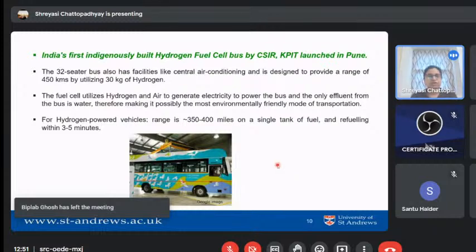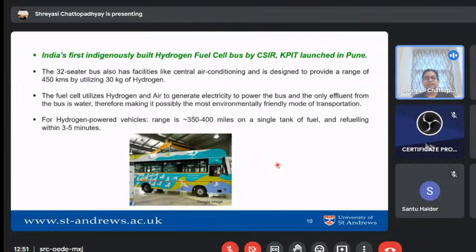And also, nowadays people are thinking about battery powered vehicles. If I compare battery powered vehicles with hydrogen powered vehicles, hydrogen powered vehicles are a little beneficial depending on the cost and also refueling time, because it takes only 3 to 5 minutes to refuel the tank. And with a single tank, you can run 350 to 400 miles. So it's useful.